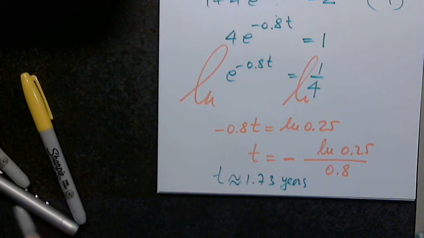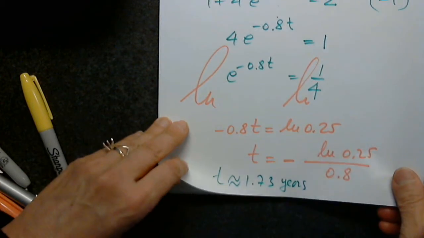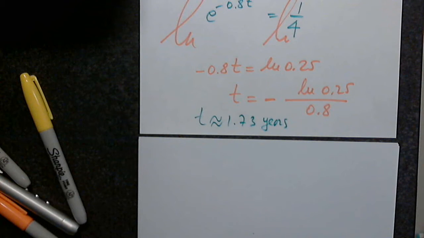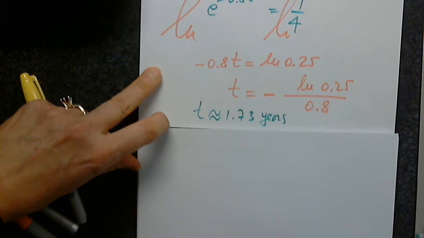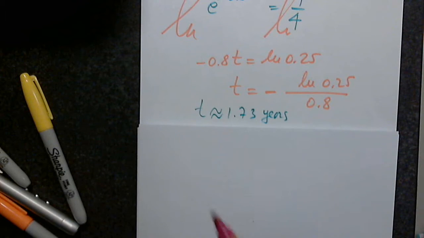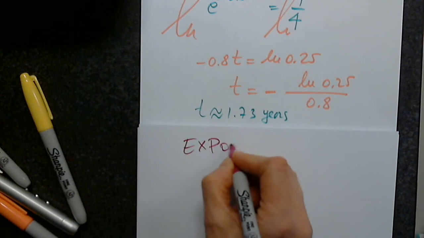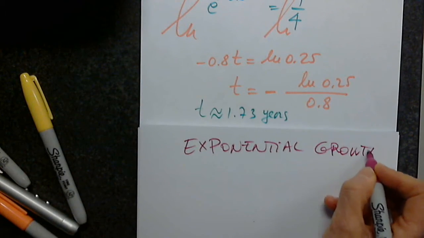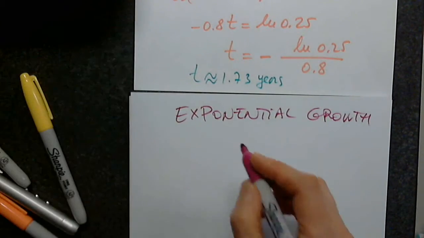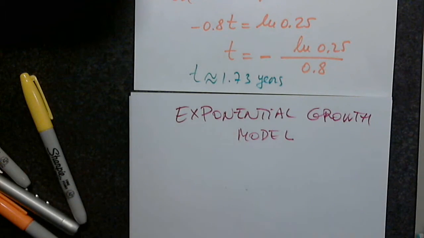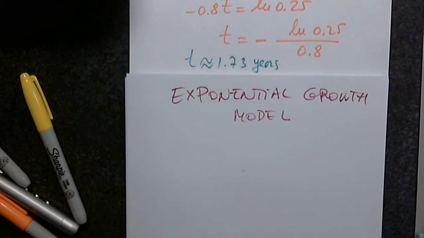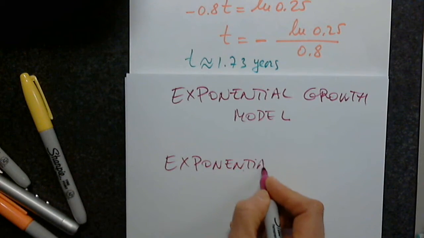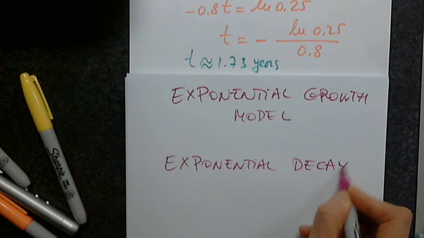Okay. More of the same. There are two very important models that I would like to emphasize. And then we'll look at all different problems in your book. So the exponential growth model and the exponential decay model.